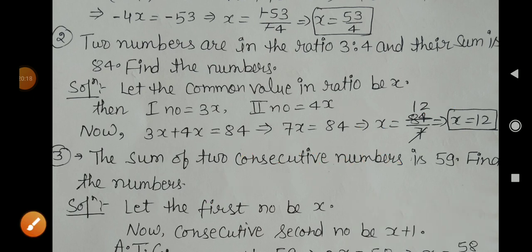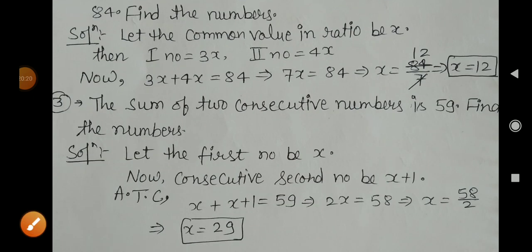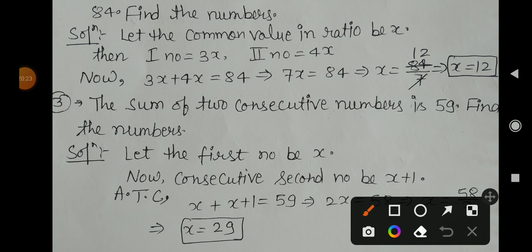Okay students, now we will explain our next question. The sum of two consecutive numbers is 59. Find the numbers. So what is the meaning of consecutive numbers? Students, consecutive numbers are numbers that come one after another. Just like 1, 2, 3, 4, 5, these are all consecutive numbers, because they come one after another.